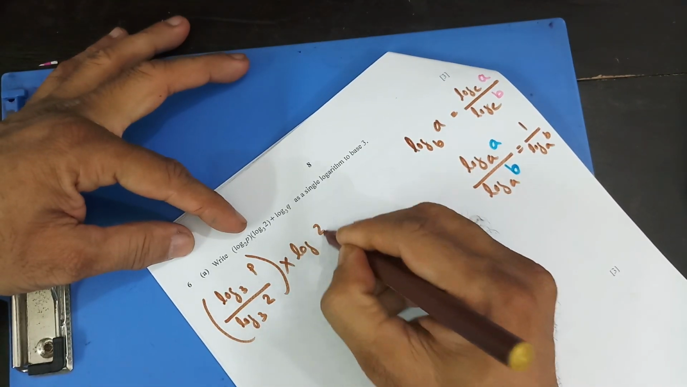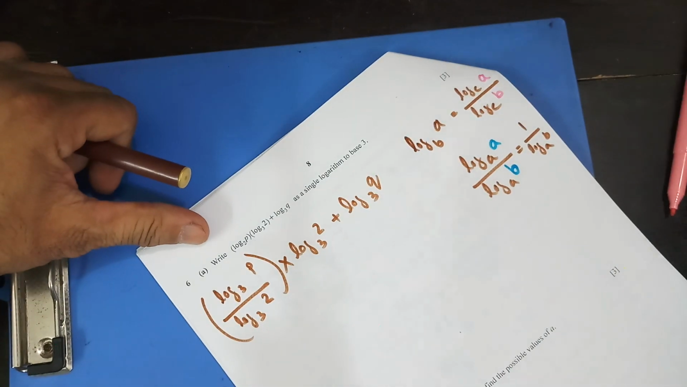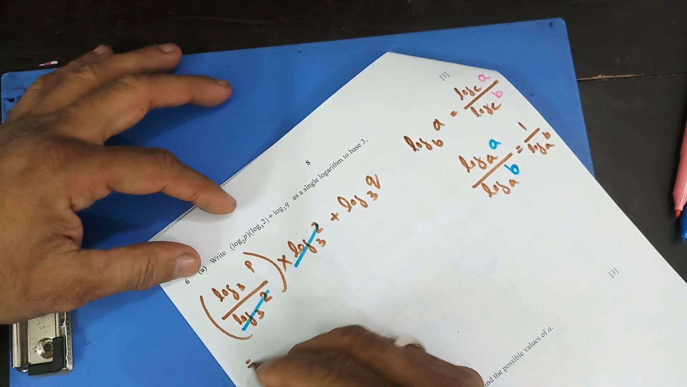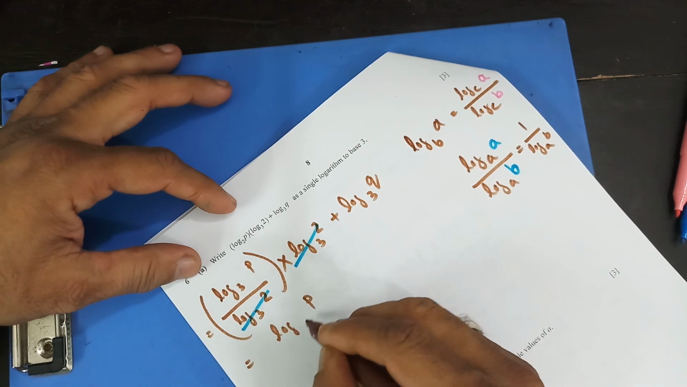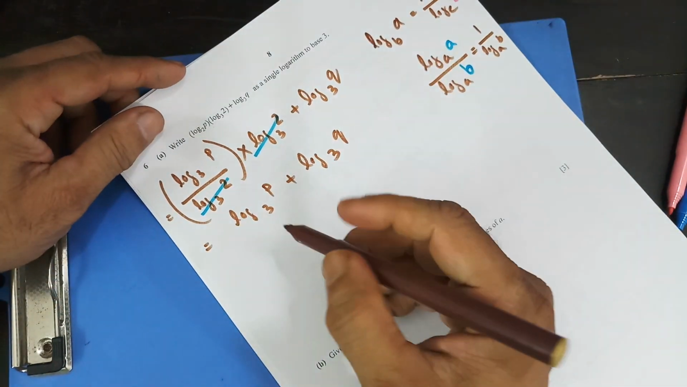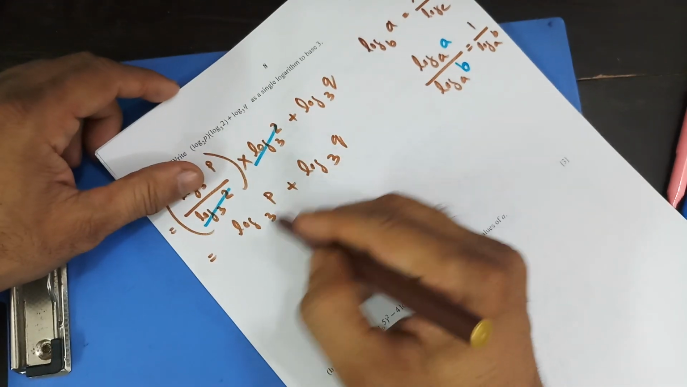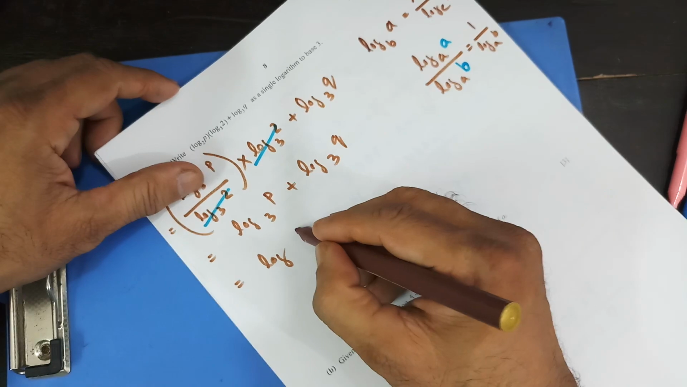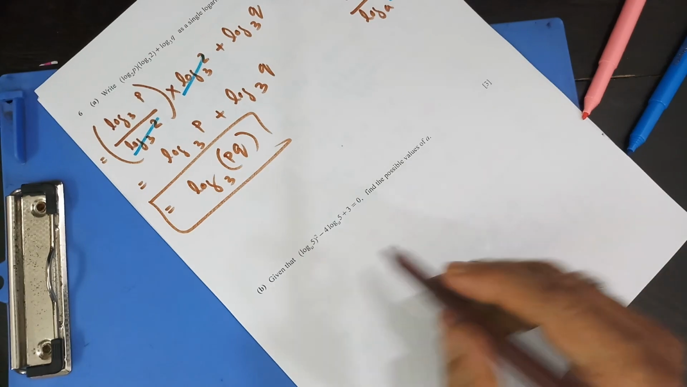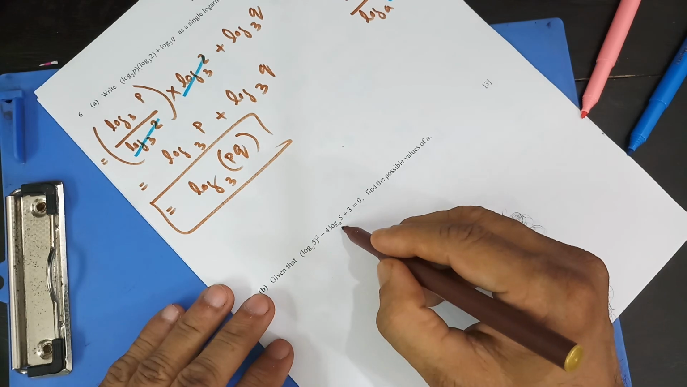And over here, log 2 base 3 plus log q base 3. Now if you look at it, log 2 base 3 and log 2 base 3, so these two cross out. So I'm going to have log p base 3 plus log q base 3. This actually means when we have addition, it means multiplication: log pq base 3. So that's my answer.